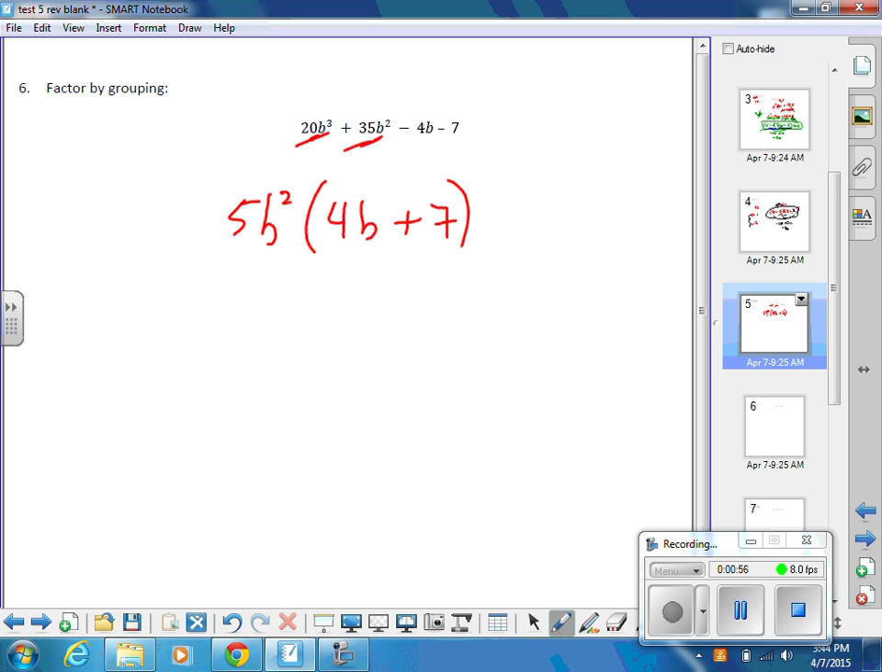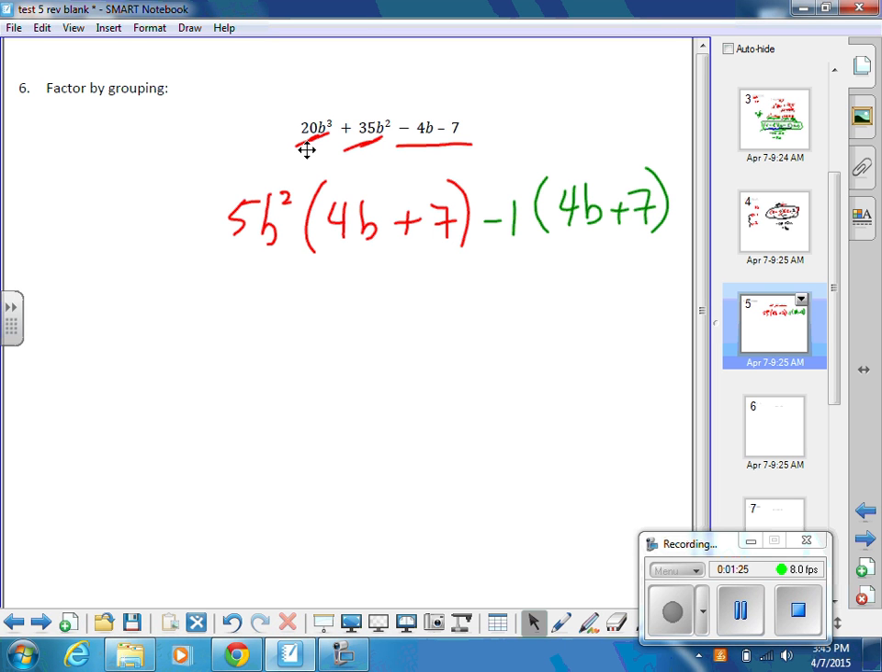Now, this 4b plus 7 looks an awful lot like that, except that's 4b minus 7. I want it to be 4b plus 7, so I need to take out a minus 1. You could do that, or you can take out a minus, however you think of it. Because I want this to be positive 4b plus 7. If I were to multiply this in, I would get negative 4b minus 7. So, in order to get it to be 4b plus 7, I take it out.